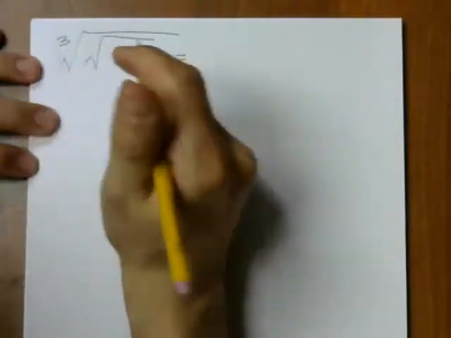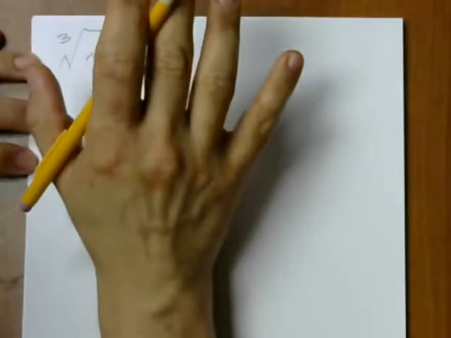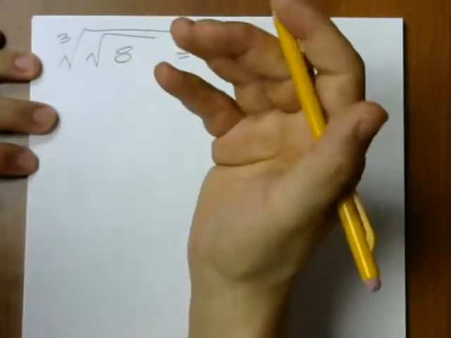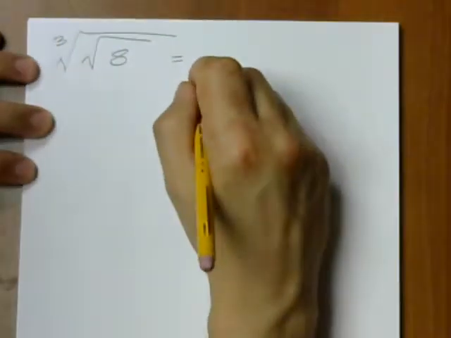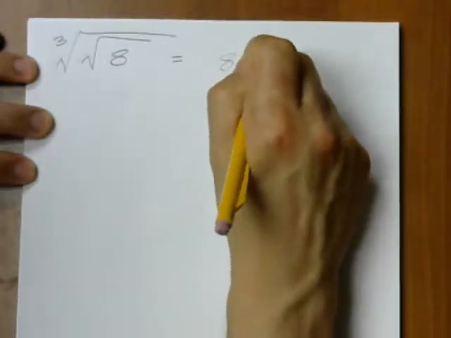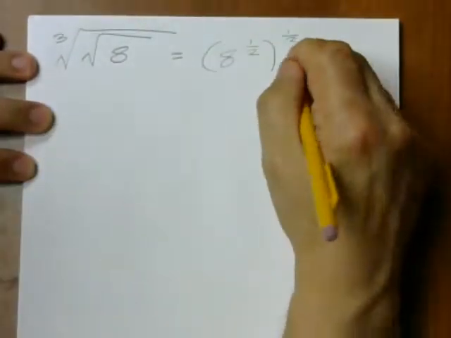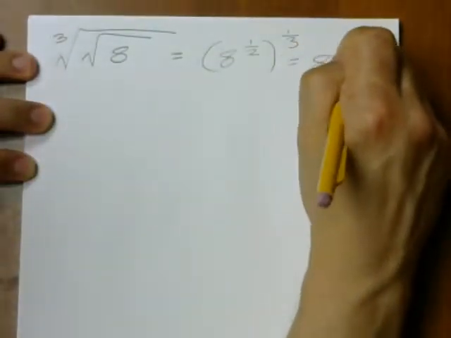I could rewrite this as maybe 2 root 2 and then play with the cube root of the 2 and so on. But what else could I do? Well, I could just write this as 8 to the 1/2 to the 1/3, which we know is 8 to the 1/2 times 1/3.